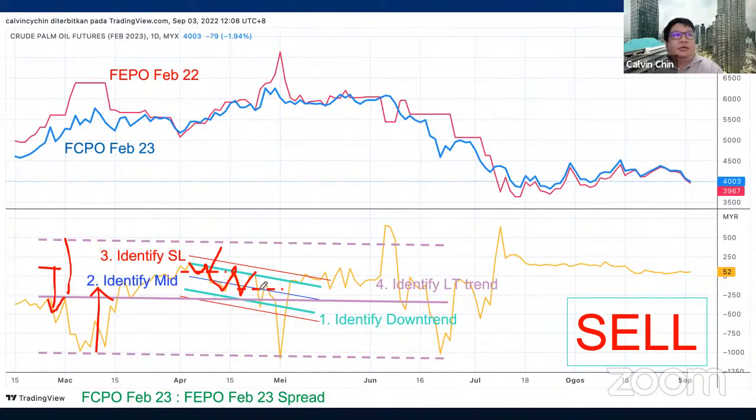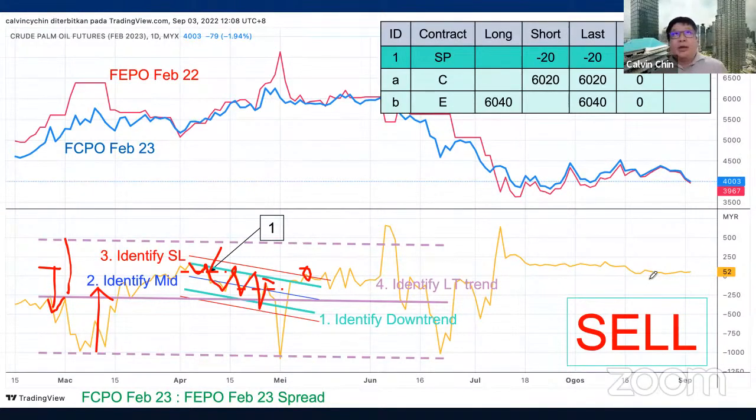So if you want to do it near the midline, then your stop loss should not be too far away. It should be here. Once it breaks your stop loss, you cut, to get a few wins and then one cut. But still win.